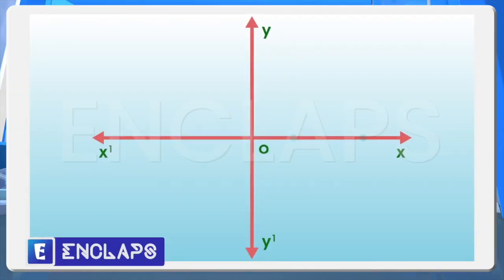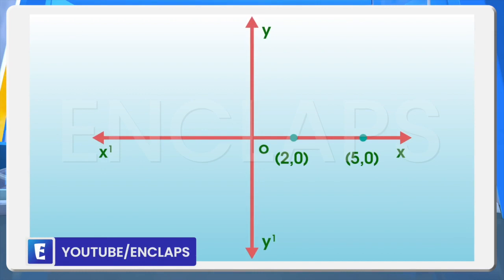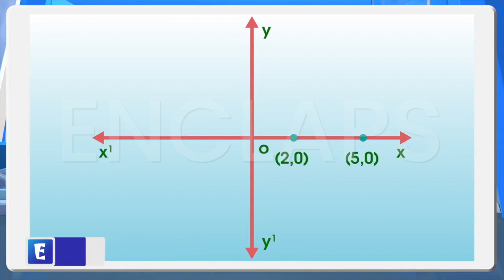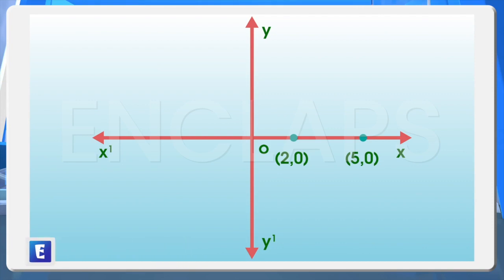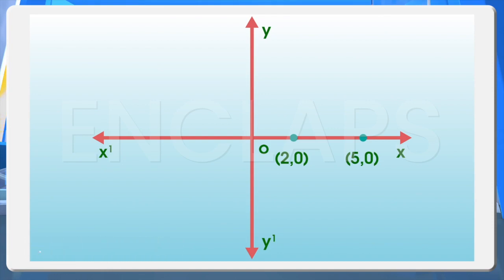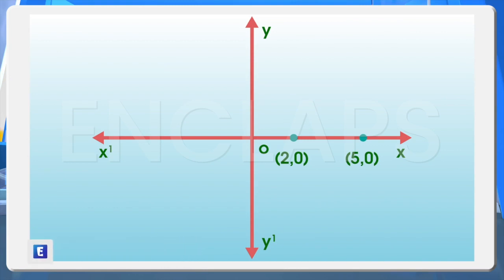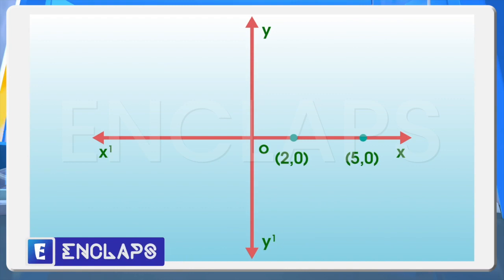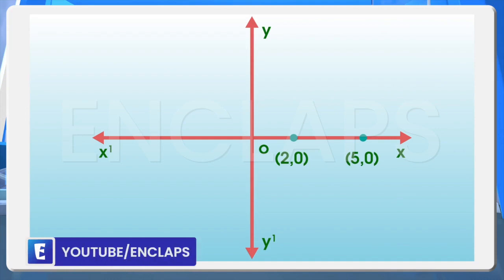Look at this picture. Did you see two points on the x-axis? What are their coordinates? 2, 0 and 5, 0, right? The x coordinate of the first point is 2. That is, the distance from the origin to this point is 2 times this unit. If so, what is the distance to the second point? The x coordinate of the second point is 5. Then the distance from the origin to the second point is 5 times this unit. That is, the distance from the origin to the first point can be shortened to 2 and the distance to the second point to 5. Then the distance between the points is 5 minus 2 equals 3.